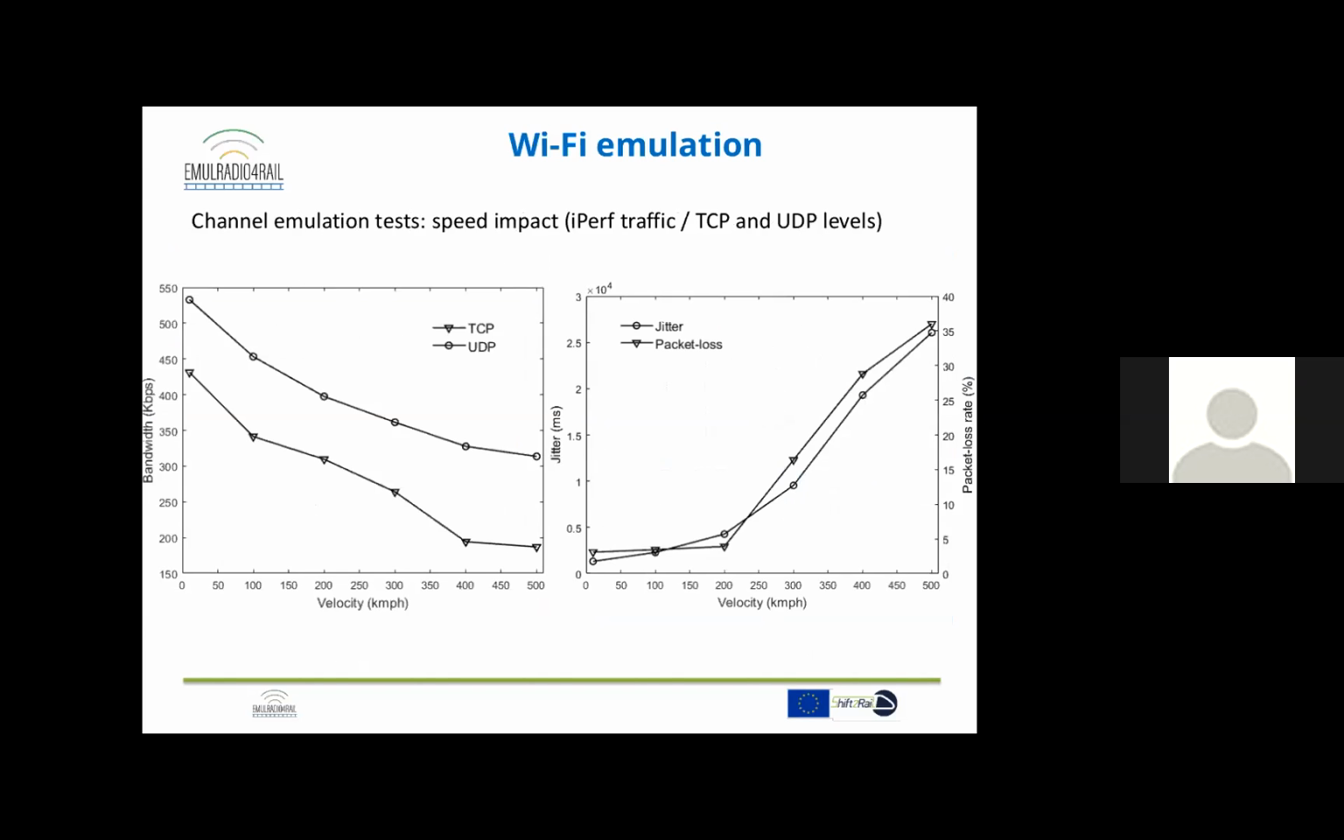Once we consider velocity in the channel emulations, here we can see the evolution of three KPIs: the bandwidth, the jitter, and the packet loss. Here we can see the impact of velocity on these KPIs. As expected, we have degradation of the three KPIs with increasing velocity.